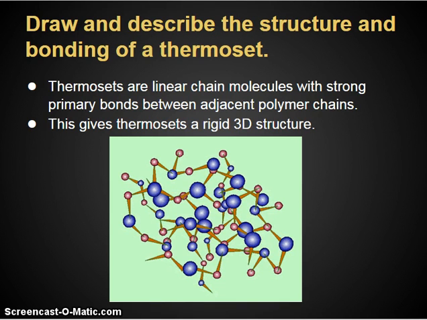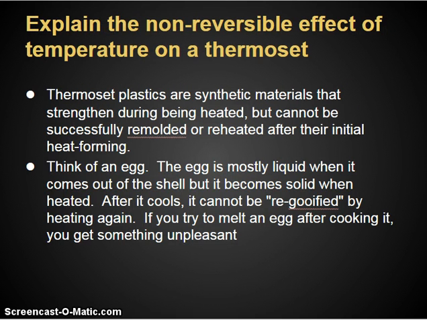An example of that is Bakelite, which is used in a lot of cookware. It was developed in the 40s, I believe, and was used to create plastic dishes that would not remelt. It's a different type of plastic. Thermoset plastics are typically synthetic materials. They strengthen when heated, but they can't be remolded after they're originally heated.